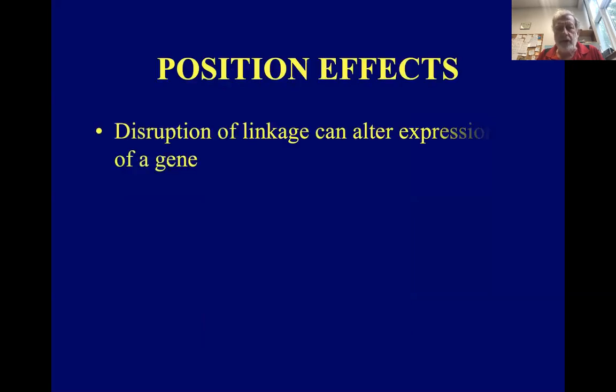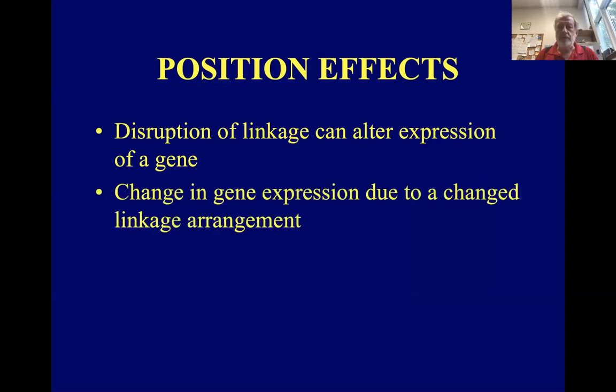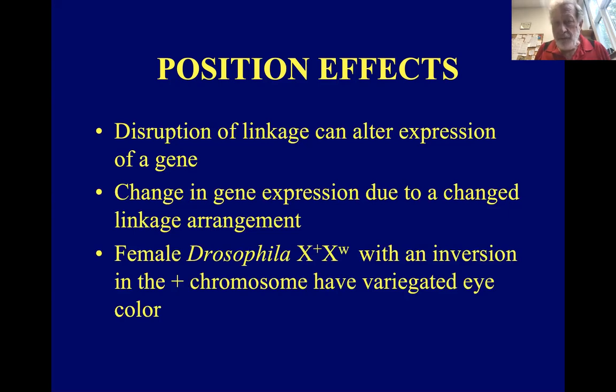What are position effects? Disruption of linkage or linkage groups can alter the expression of a gene. So if we change the arrangement of genes, or the linkage arrangement, we can change their gene expression. An example comes from female Drosophila fruit flies that are X+ XW for the white eye allele that we talked about earlier. These flies, based on their genotype, should have a white eye, but because of an inversion in the X+ chromosome, they have a variegated eye color. The eye is both red and white.